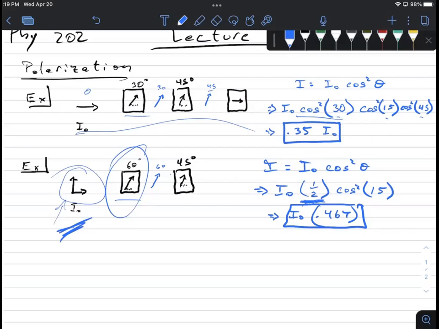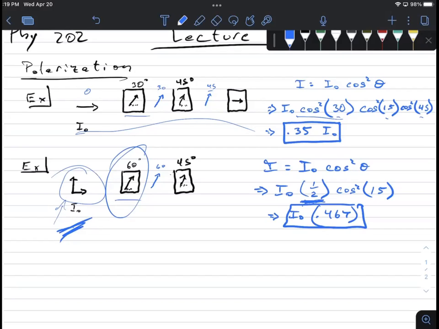All right, so that's polarization. Any problem I give you is going to be basically like this. Either you start polarized or you start unpolarized, and then there's some set of polarizers that you're trying to get through. You work out the angles, you work out this law of Malus thing, and you get an answer. It's a decimal, or you could do it in fractions if you're good with fractions, doesn't matter. And you just work out the answer.